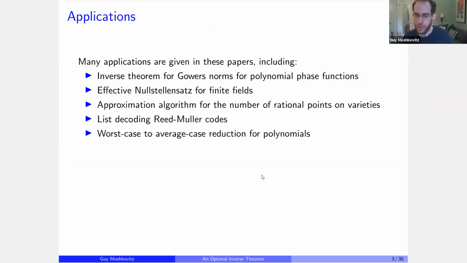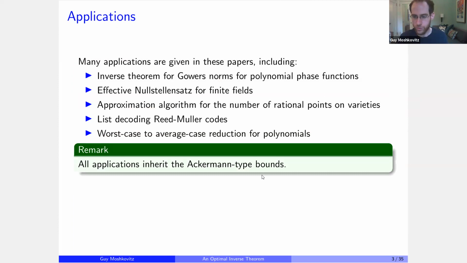So as you would expect for a statement this basic, it has a lot of applications. It corresponds to a special case of the inverse conjecture for the Gowers norms. It has applications for effective algebraic geometry, in coding theory, and in complexity theory. But all of these applications inherit the Ackermann type bounds, which is quite disappointing.